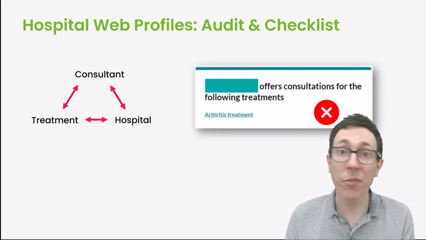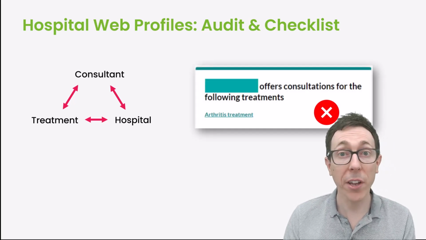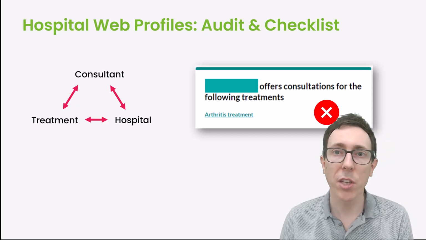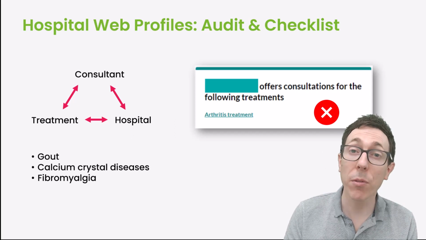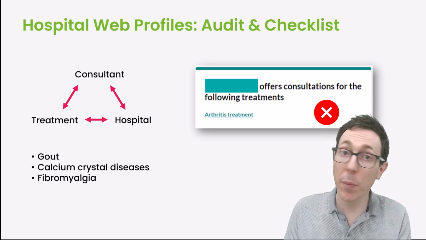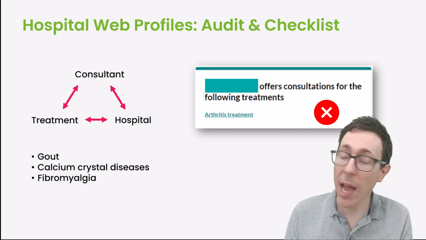That means if you're a rheumatologist and you only have arthritis treatment as a linked treatment on your profile, when someone does a search for gout or calcium crystal diseases or fibromyalgia, you won't come up in the search results. So nobody will ever see your profile for those conditions and you'll never get that patient.